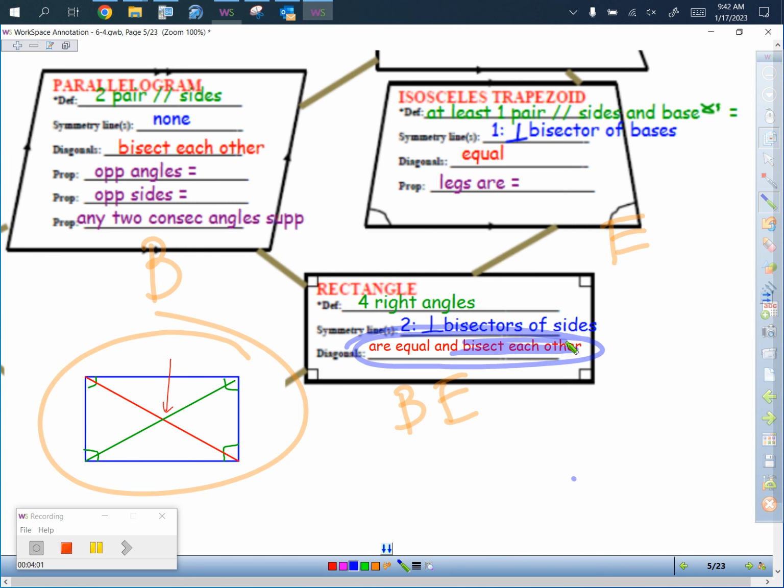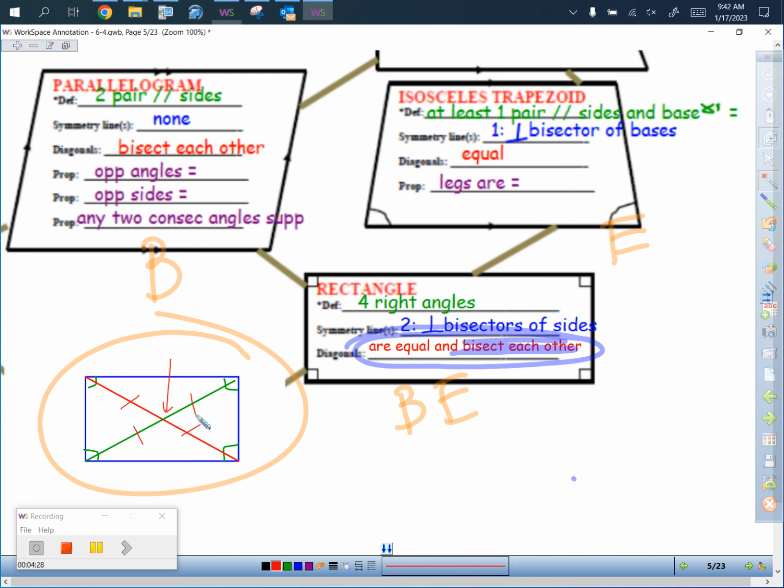What do you think? What word is in there that makes you say yes? They are equal. So how would I mark that? The red one and the green one are the same length, and they cut each other into 2 equal pieces. So should this be true? Bing, bing. Should that be true? Yep. What kind of markings do you want me to put on here? Singles, doubles, triples? What do you want? What do you think? Does that work?